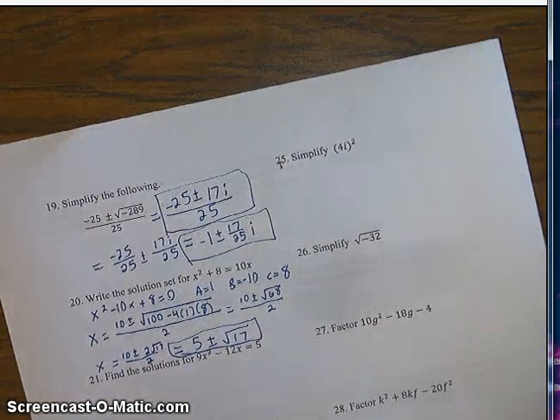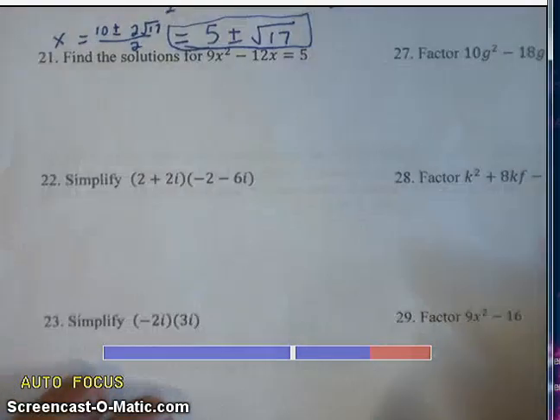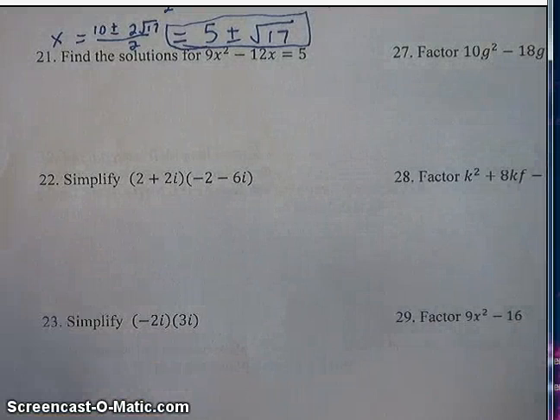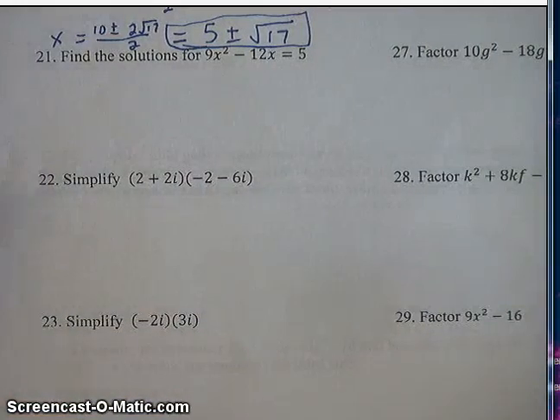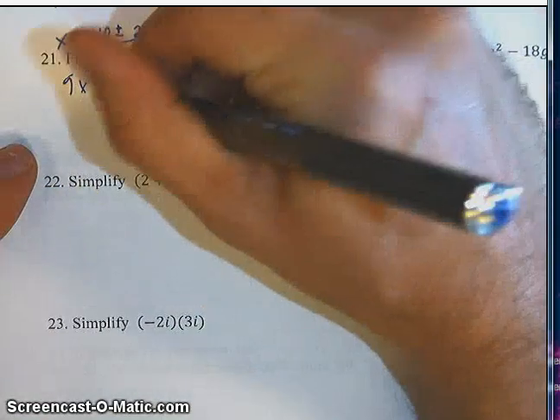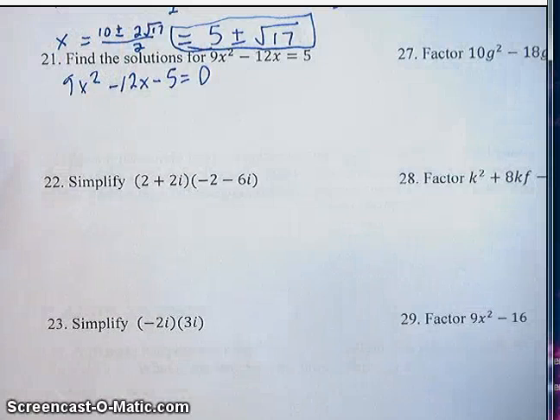This is the third video of the Unit 4 test review, and we're picking up on question number 21, which says find the solutions for 9x squared minus 12x equals 5. This is a quadratic formula problem, and the first thing you ought to do is set this equal to 0: 9x squared minus 12x minus 5 equals 0.